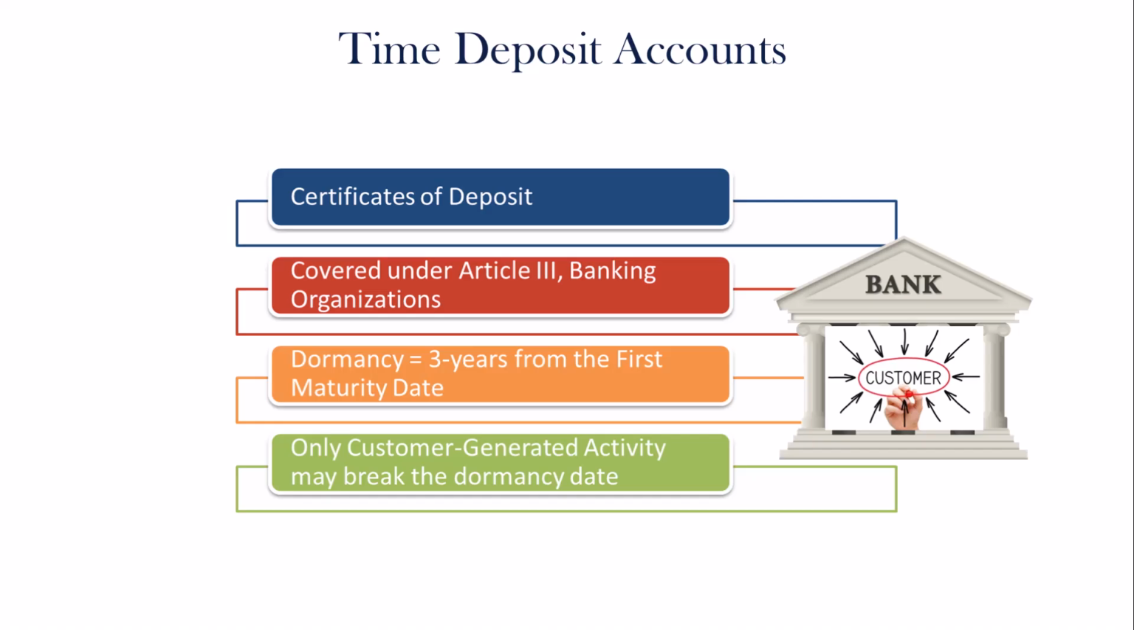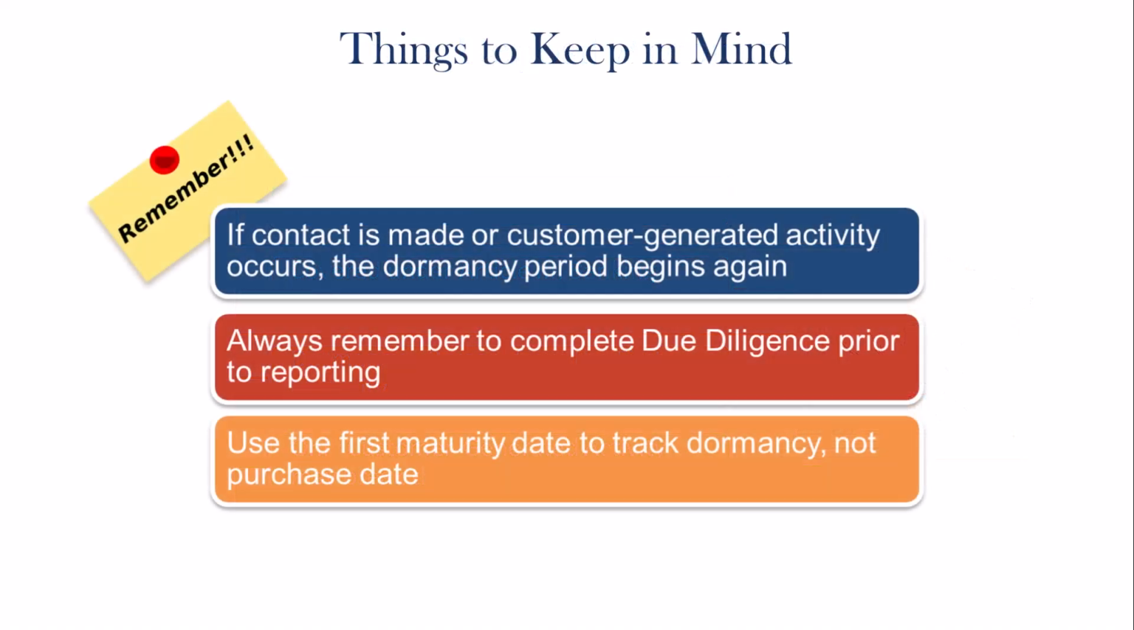The Office of Unclaimed Funds recommends that owners of dormant time deposit accounts be contacted to reactivate the account if they have checking or savings activity within the banking institution. The abandoned property law reporting cycle would be the June 30th cutoff date with a report due date of November 10th. When tracking the dormancy of time deposit accounts, remember, if contact is made or customer-generated activity occurs, the dormancy period begins again. Use the first maturity date to track dormancy, not the purchase date.